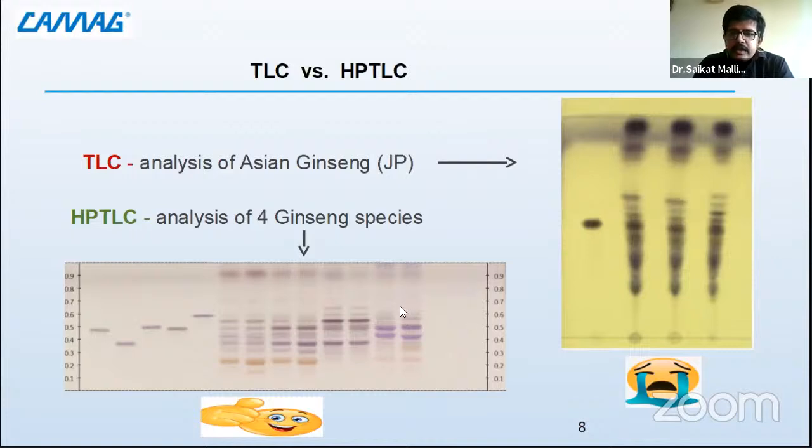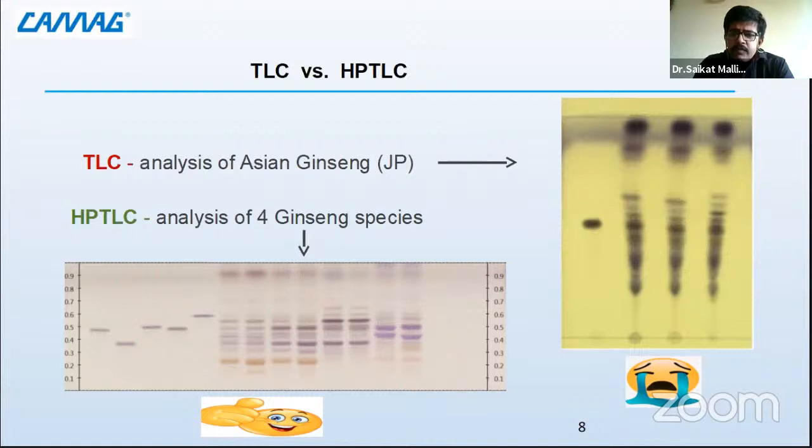And the biggest advantage over here is, you not only are looking at the standard, but you are also looking at other components. For example, if I'm talking about a curcumin plant and I'm only focusing on one part, that is desmethoxycurcumin, there are several other parts, like bisdemethoxycurcumin, pure curcumin, and so many components.